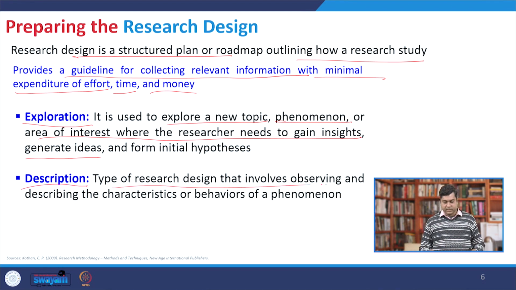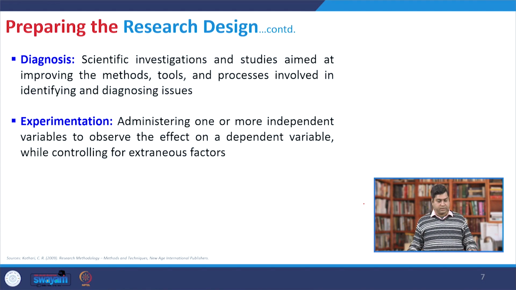Description: a type of research design that involves observing or describing the characteristics or behavior. Sometimes you also need to identify the type of research: whether in my case it is fully qualitative research, fully quantitative research, or a mixed method that we are thinking of. Whether my research is action research, conceptual research, or totally empirical research where I want to do something with numerical values. That is something required at this stage.